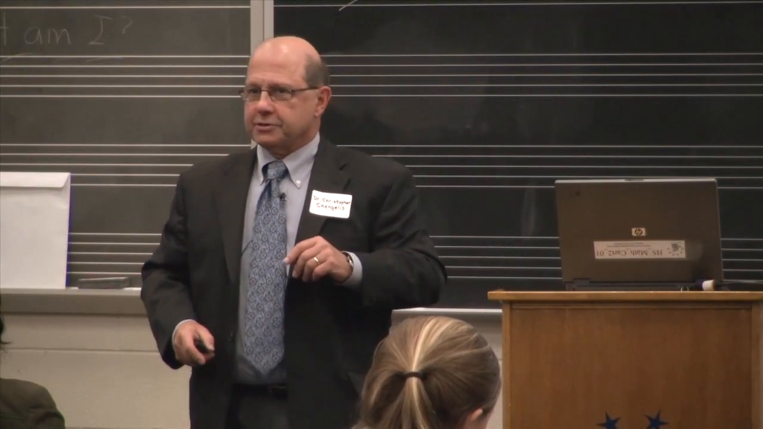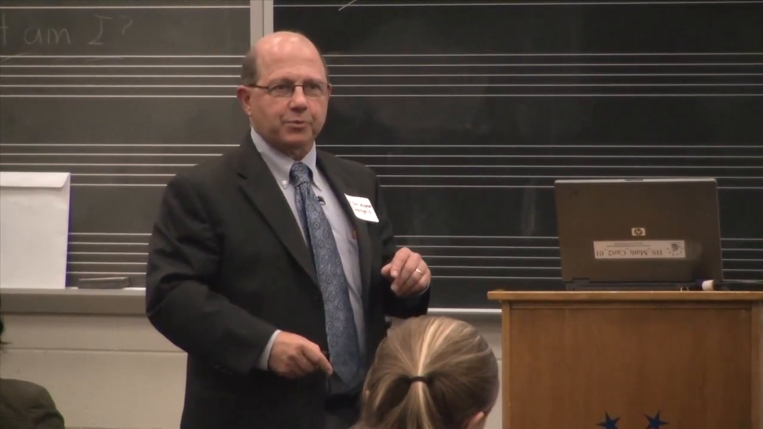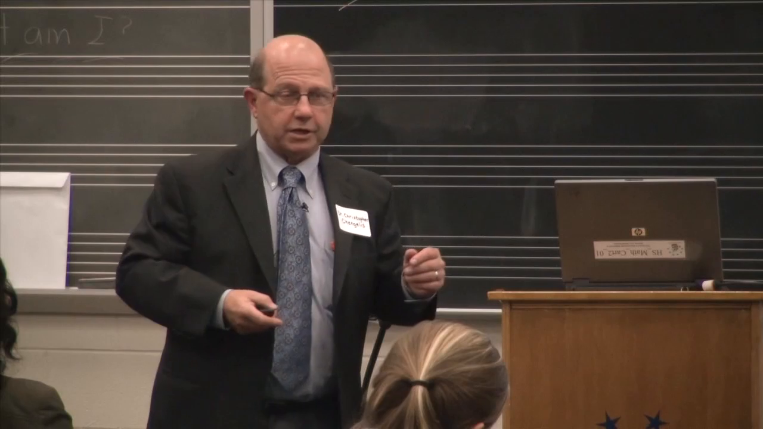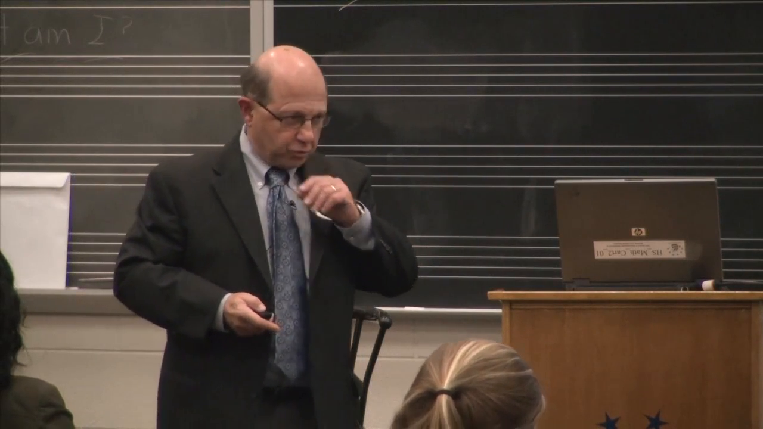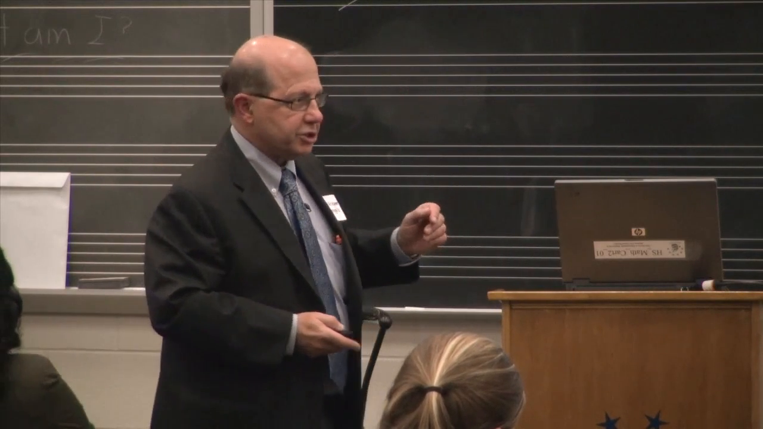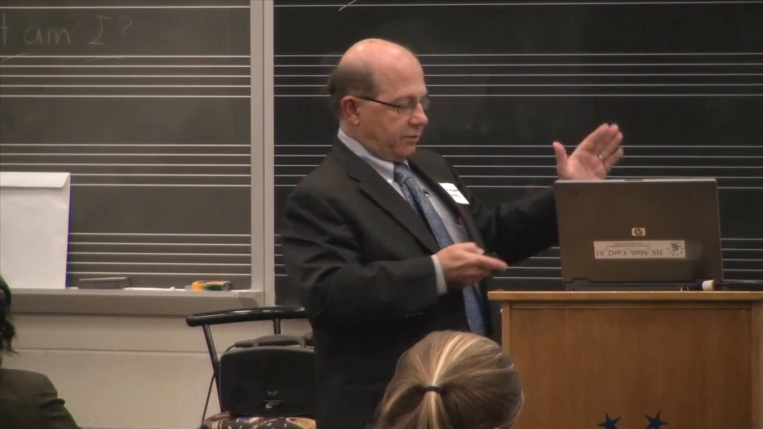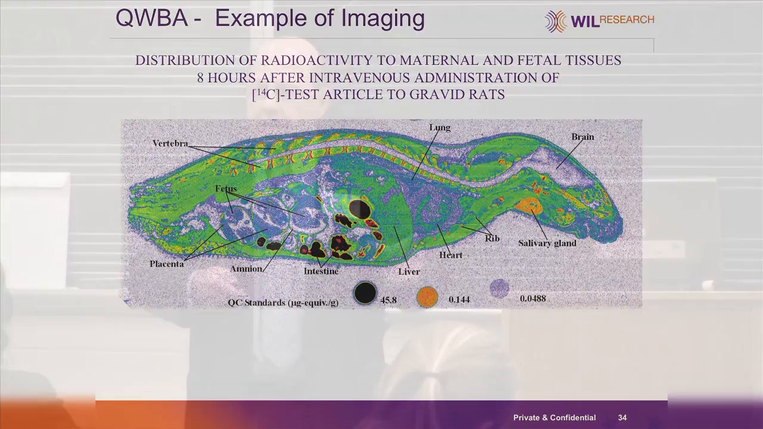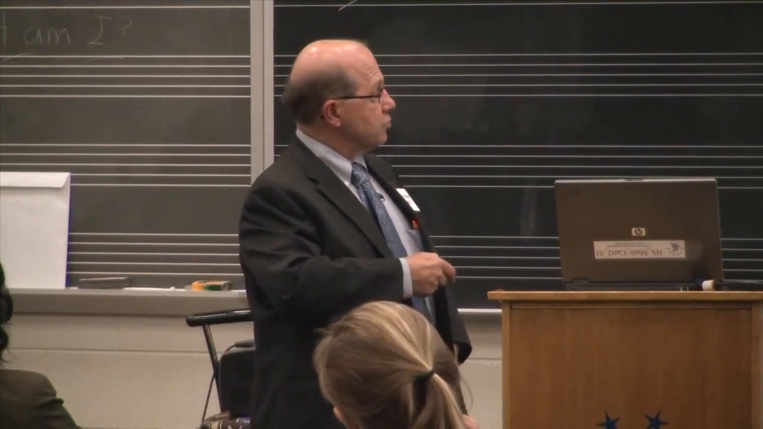Okay, now I'm going to switch gears and start giving you some examples of some of the things that we've been doing to respond to the critical path. One of those, remember, was imaging. So we've developed a way of imaging where the drug goes, and it's called quantitative whole body autoradiography. This was an animal that was injected with a radioactive compound, and then we can take a picture of it essentially, and then use color-enhanced imaging to see where the drug went.